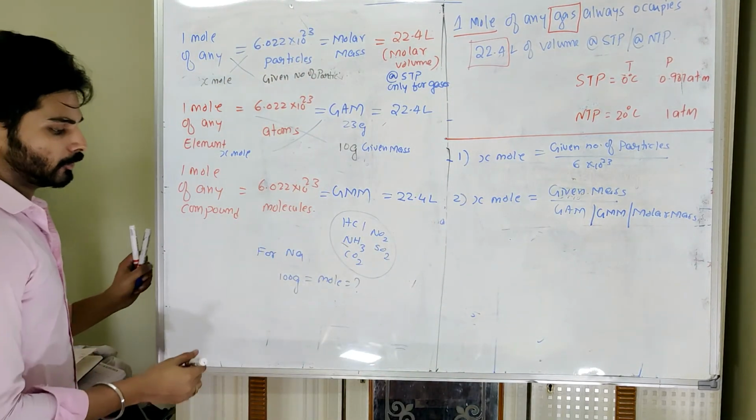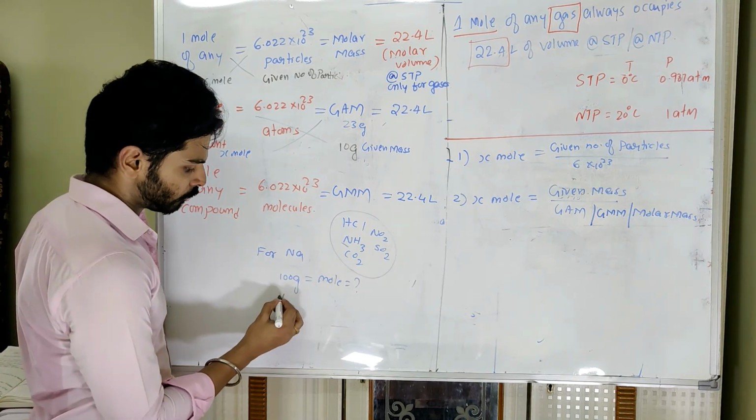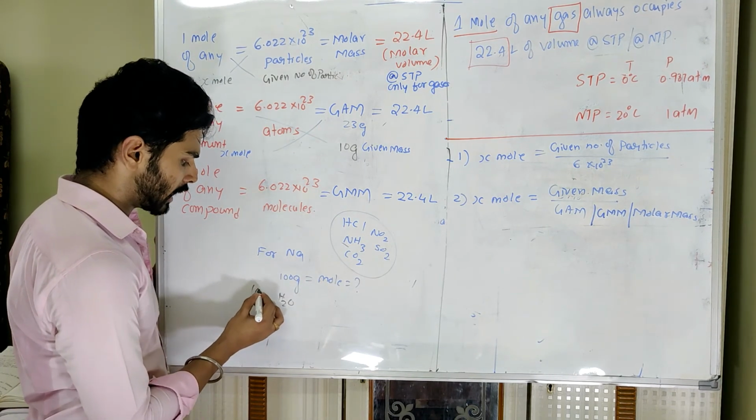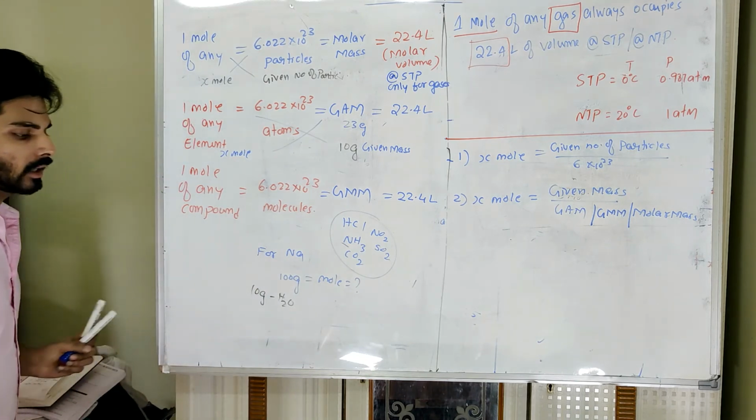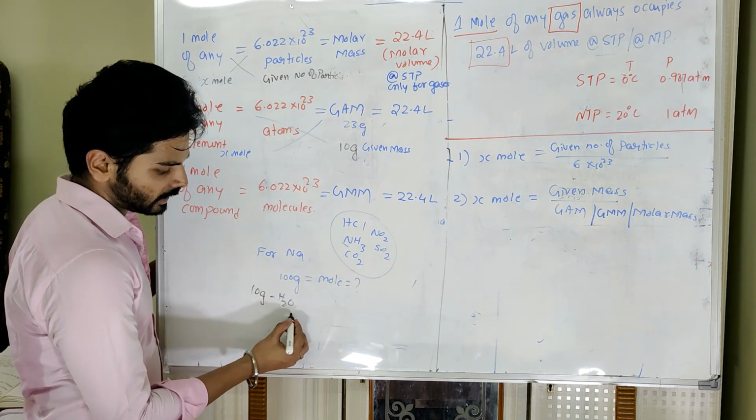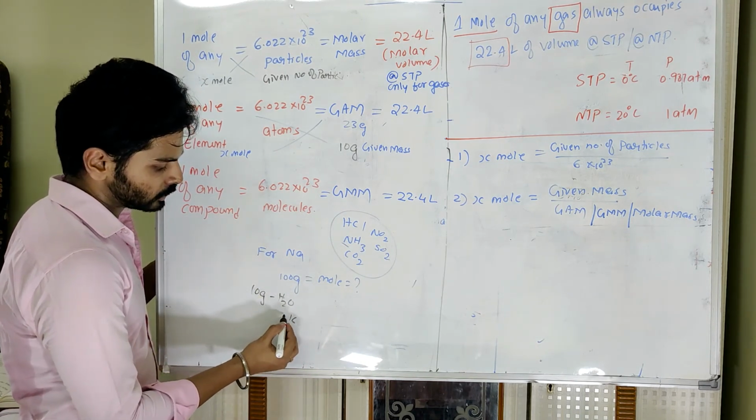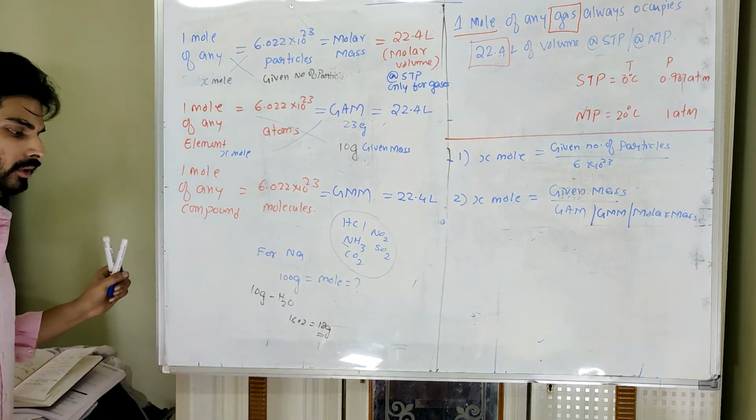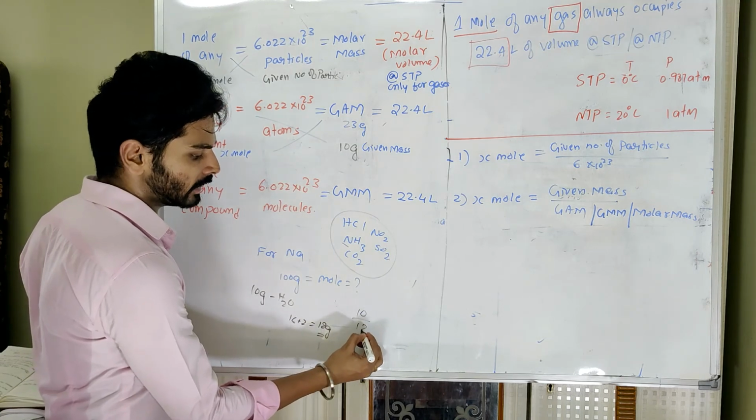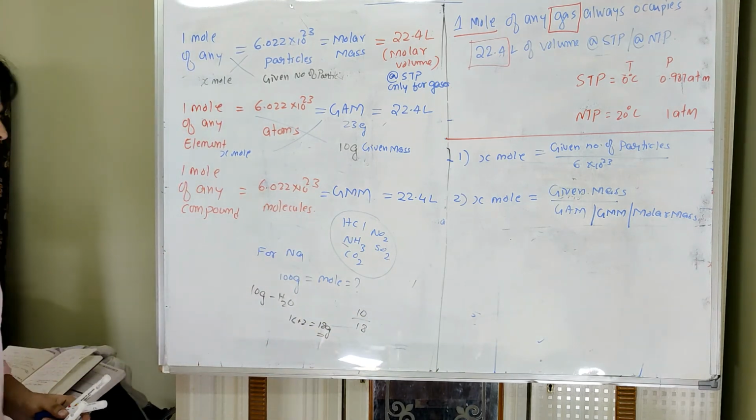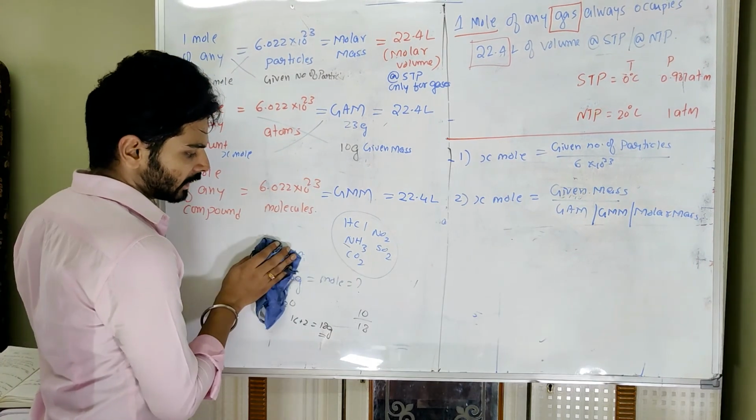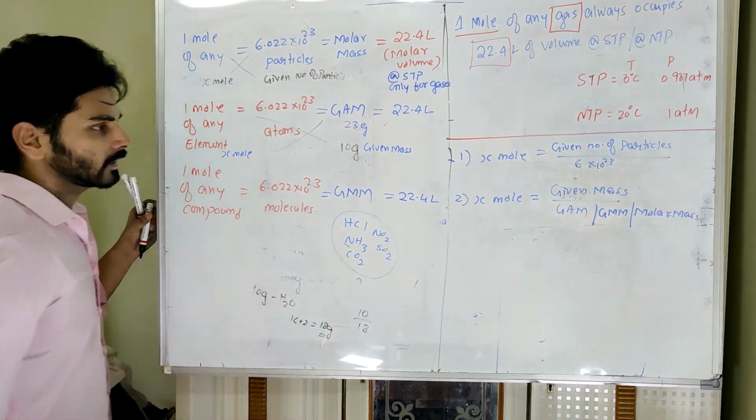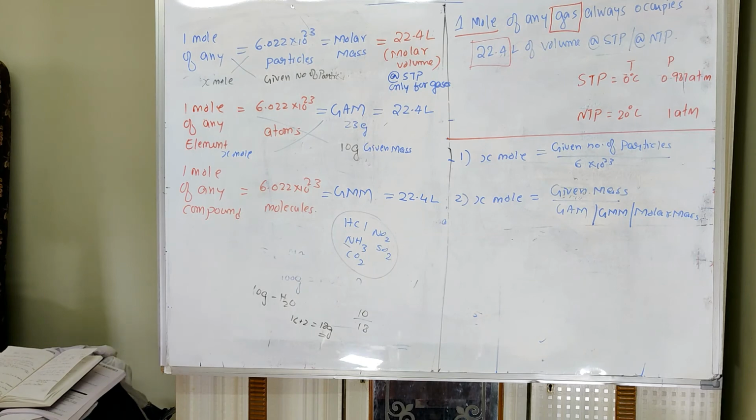Similarly, if I am asked to calculate, let us say, water: 10 gram of water is how much mole? Now for water, oxygen is 16 and hydrogen is 2, so 18 gram becomes the gram molecular mass for water. So 10 gram upon 18 will give me mole. This is how we can convert any random mass into mole.